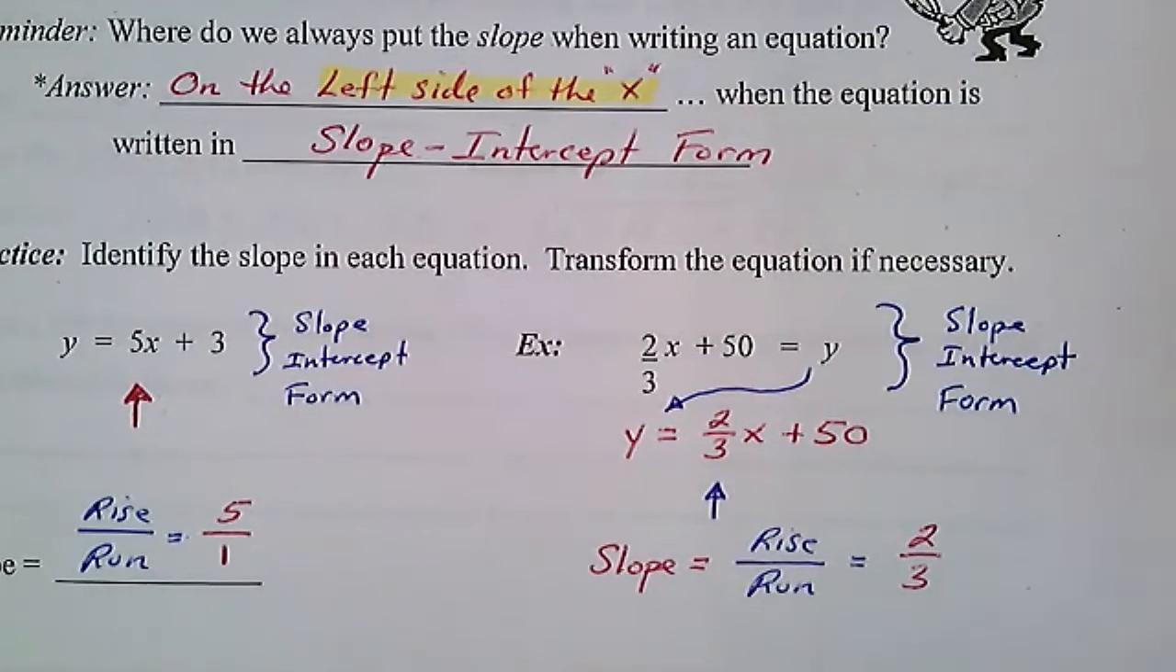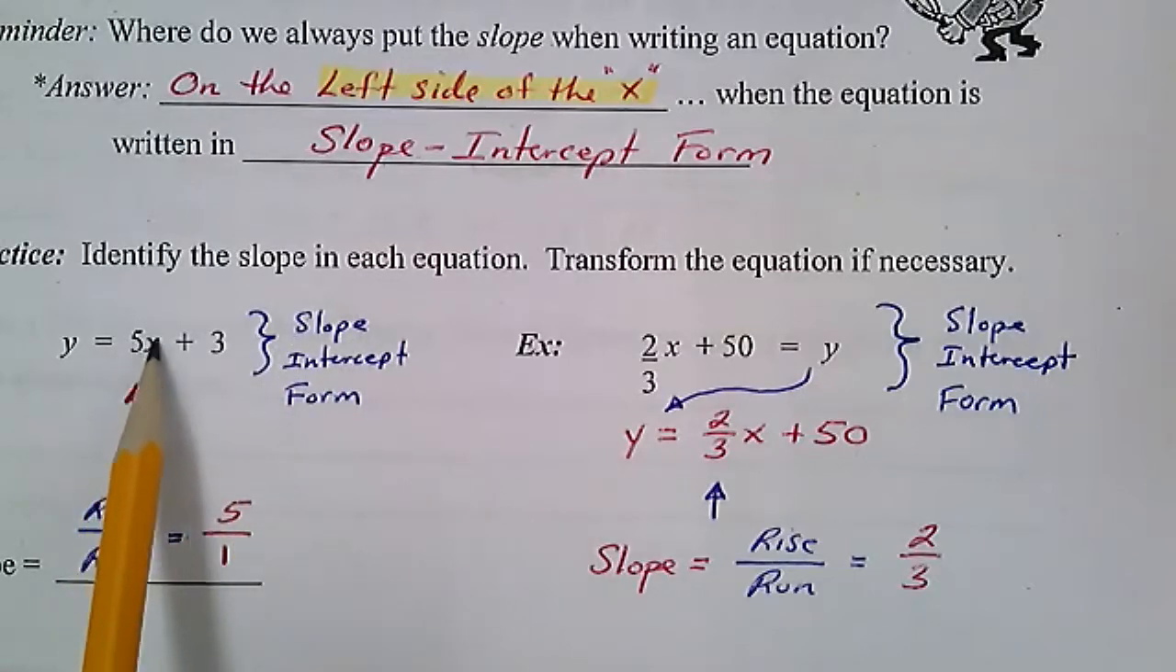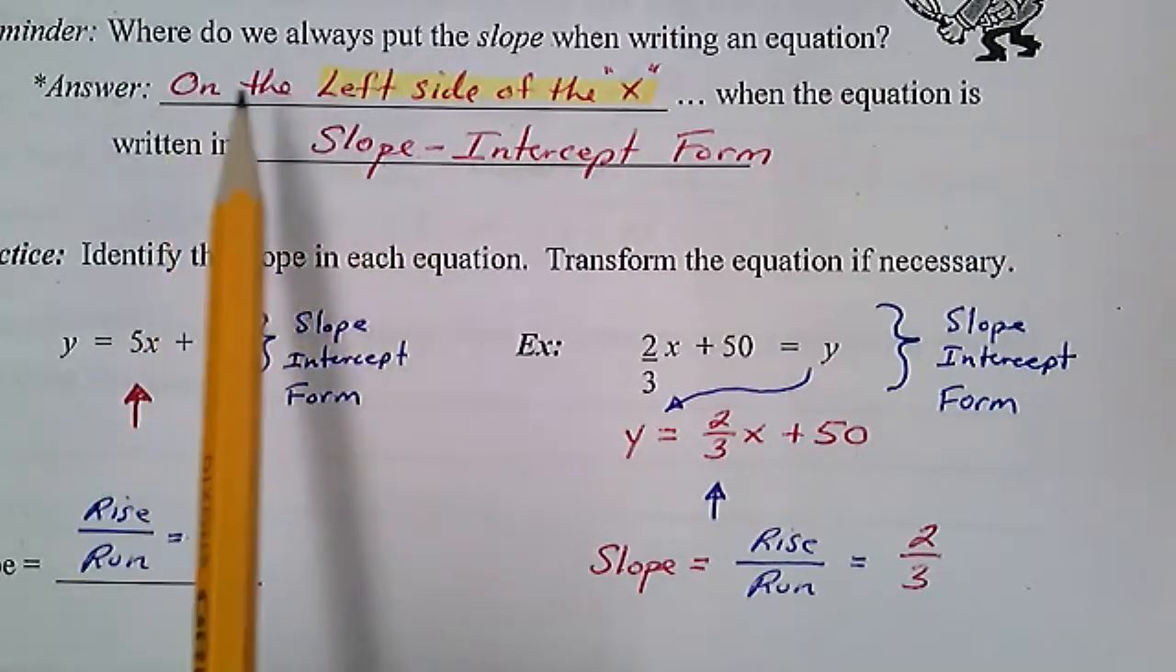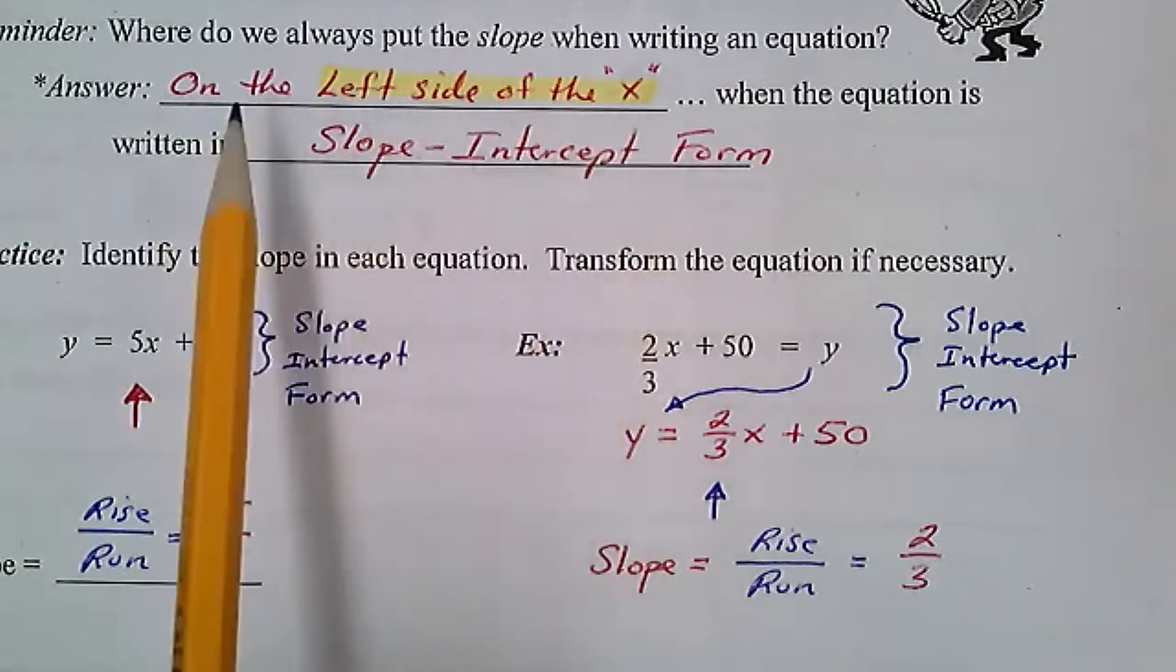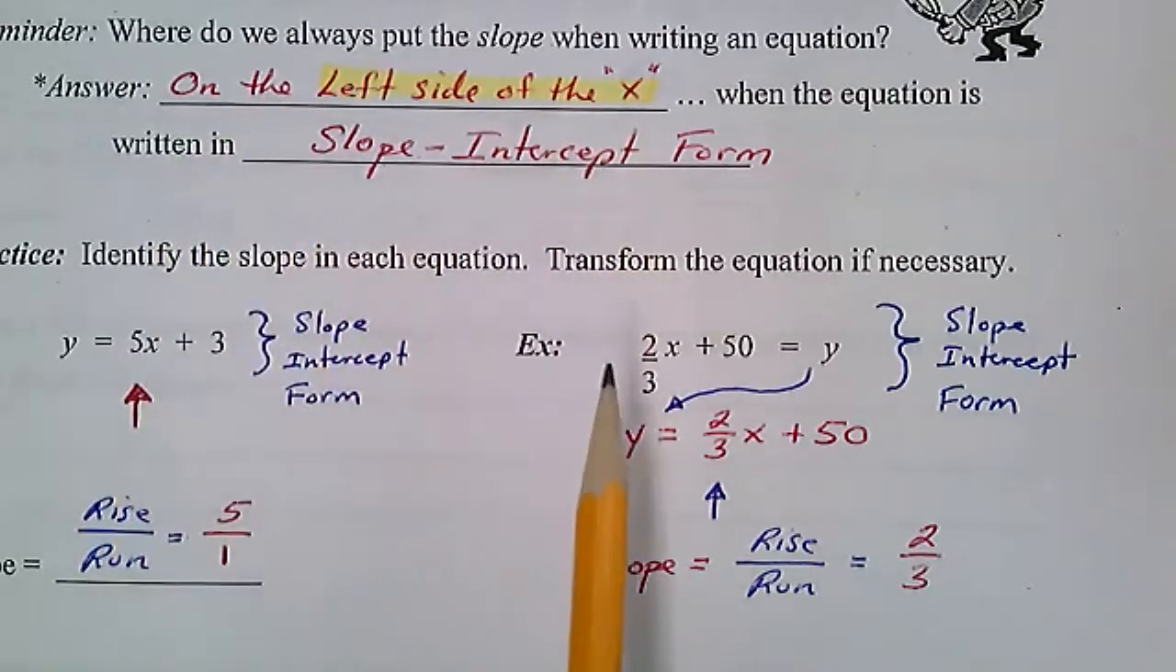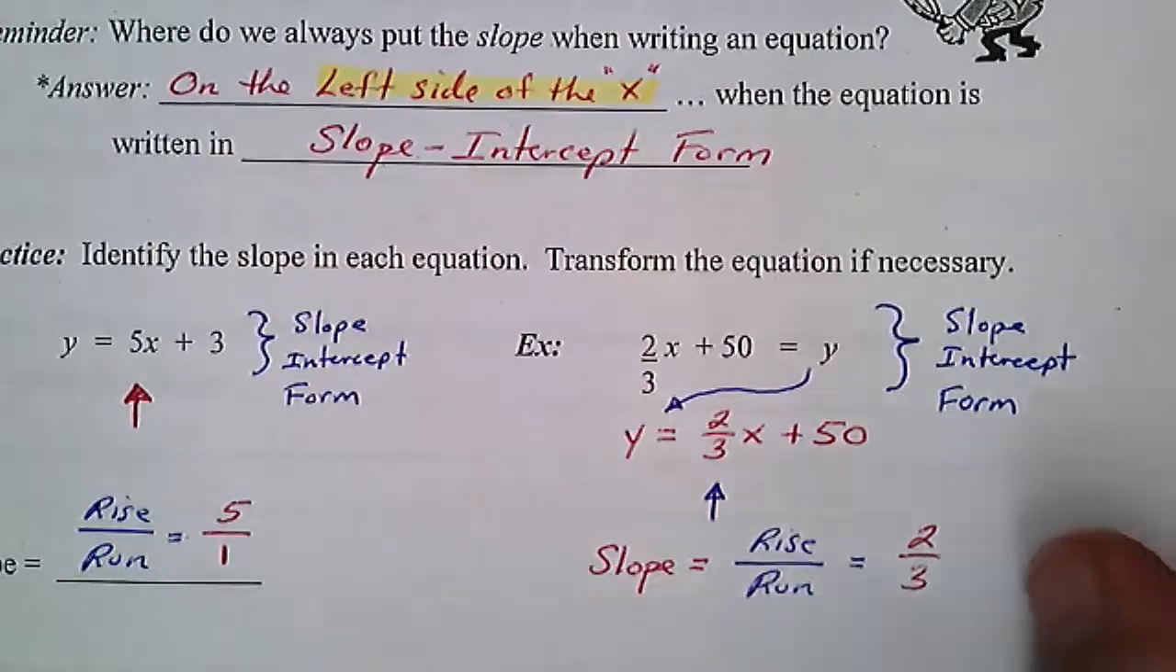I'm going to turn the page here. All right, so if you're in slope-intercept form, it's really easy to find your slope. It's the number right next to the x, right? It's on the left side of the x. What's on the left side of the x? Right there, 2 over 3. Okay.